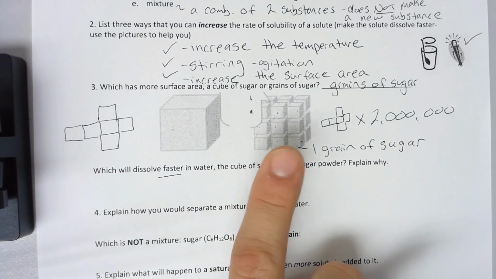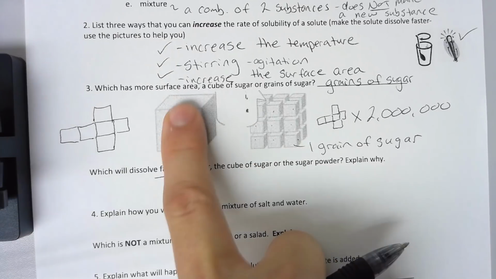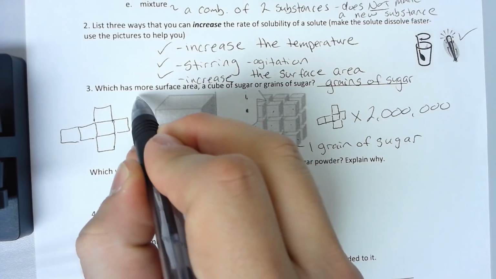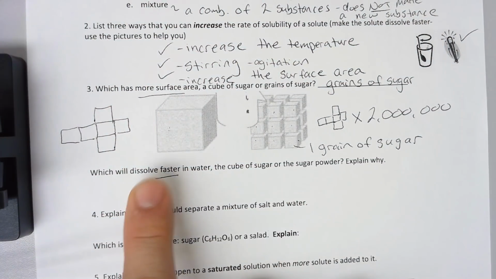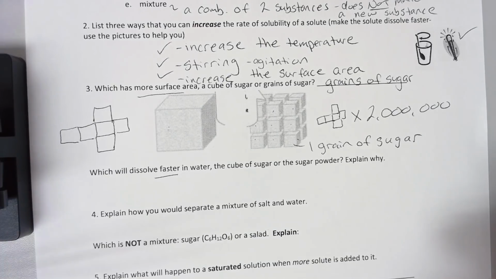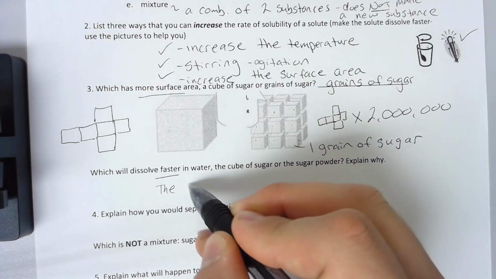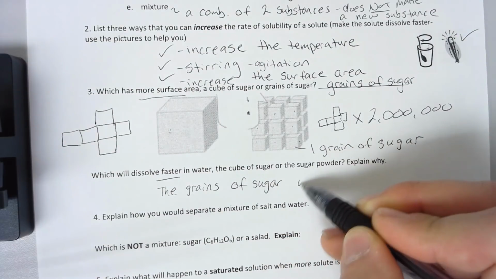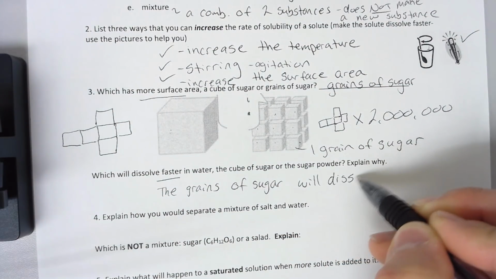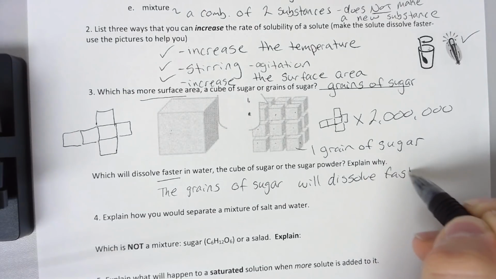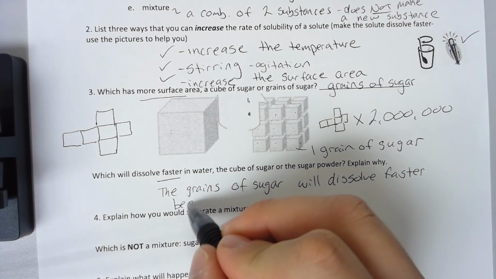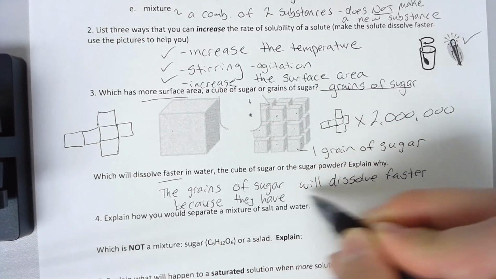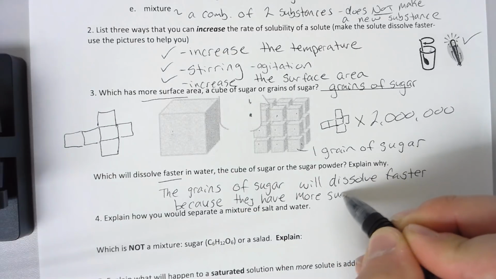And the reason behind that is because this has more surface area. So if it has more surface area, the solubility will increase. It will dissolve faster. So the grains of sugar will dissolve faster, and it asks you to explain why. Because they have more surface area.